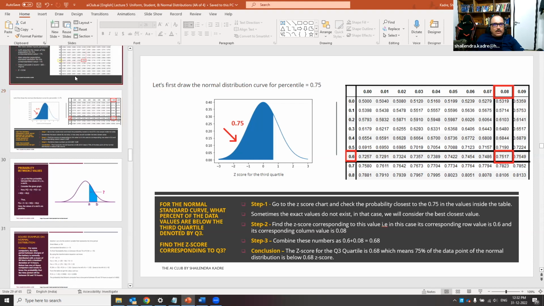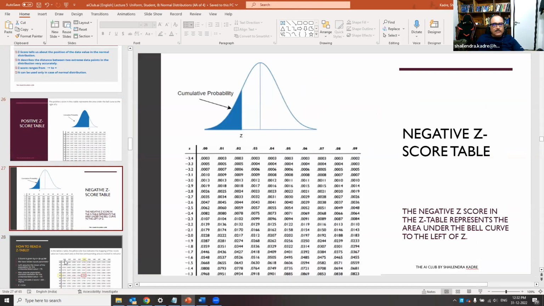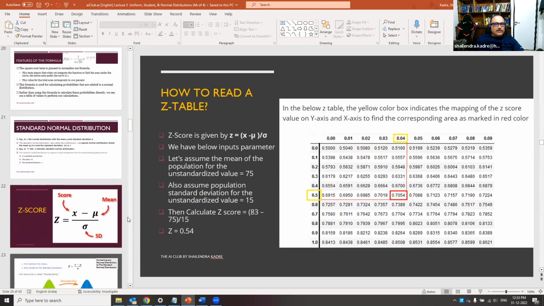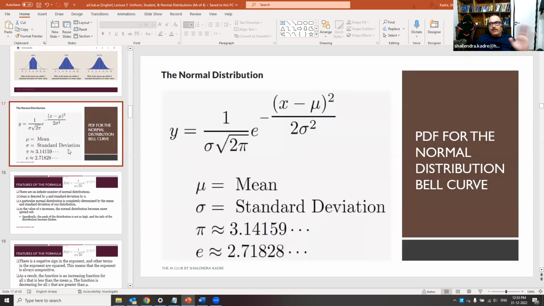So what are these tables we saw? Z tables, right? This Z table, negative Z table. All these Z tables are based on this particular equation. They are all derived from this equation, so they are basically specific to normal distribution. We know this formula, that's why we are able to derive those tables.